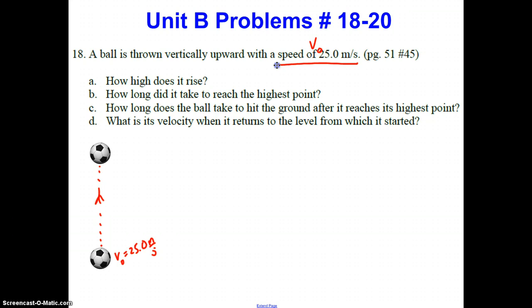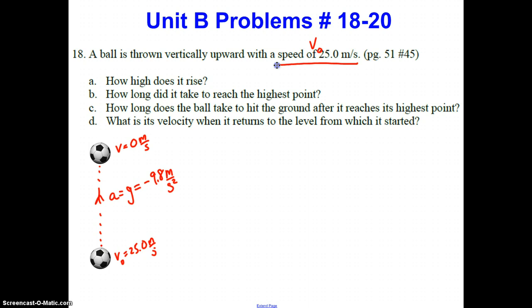What else do we know? We know at the peak of the flight that the final velocity at the top is 0. And we know that gravity acts on it, and because of that it has an acceleration due to gravity, and the symbol for that is little g. Because it's in the opposite direction of the motion, we would say that it's negative 9.8 meters per second squared.